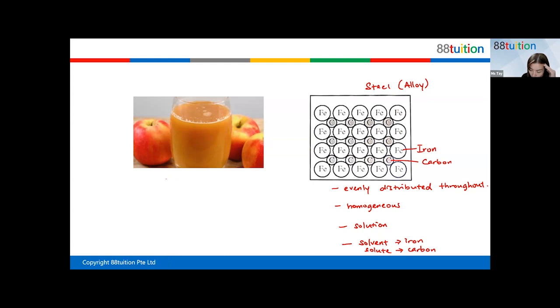Now, this is not evenly distributed throughout. The flesh, most of it is at the bottom, then very little at the top. We call this heterogeneous. And that's why this is actually a suspension. All right, so this is for apple juice and steel.